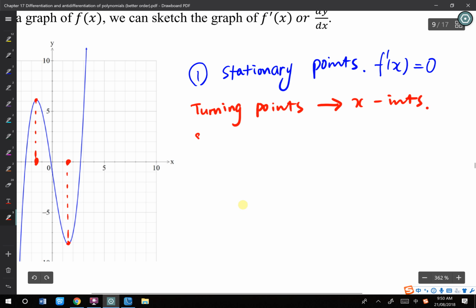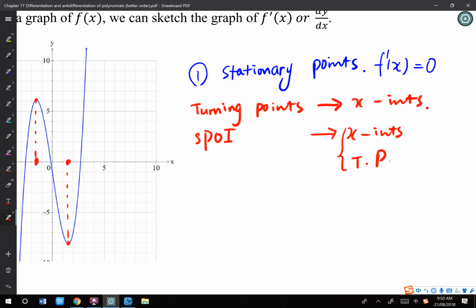And stationary point of inflection, okay, that's a little bit special. That will become x-intercepts as well. And also that will become turning points. So it's a turning point as x-intercept, something like this. It's the x-intercept and it's also the turning point. So a stationary point of inflection will become an x-intercept, but also will become a turning point on the x-axis. Okay, that's the first thing we need to do.